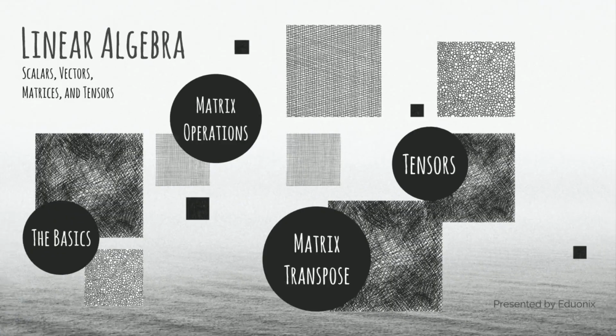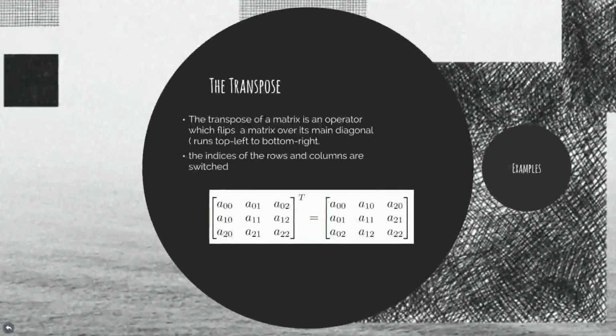Alright, so that's some matrix operations. However, arguably the most important matrix operation that we're actually going to come across in machine learning is the matrix transpose. So let's talk about that now. The transpose of a matrix is simply an operator which is going to flip the matrix over its main diagonal. And the main diagonal, of course, is going to run from the top left to the bottom right. So if we look at that here, this arrow is going to summarize the main diagonal running from the top left to the bottom right.